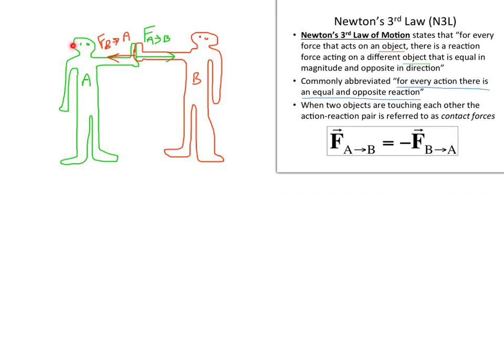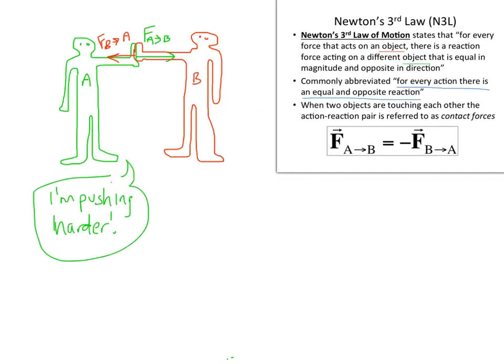This one I'm about to write cannot happen. You cannot have two people contacting each other, with contact between their hands right there, and have one person say, I'm pushing harder. You can't have that. Why can you not have that? Because Newton's third law tells us that, and likewise, this person can't say that as well.